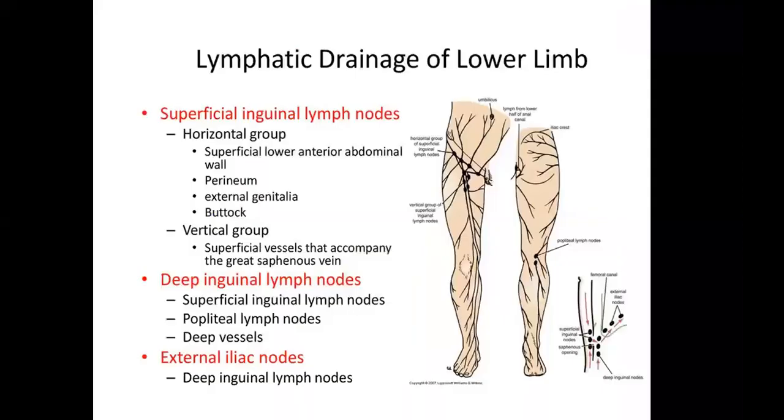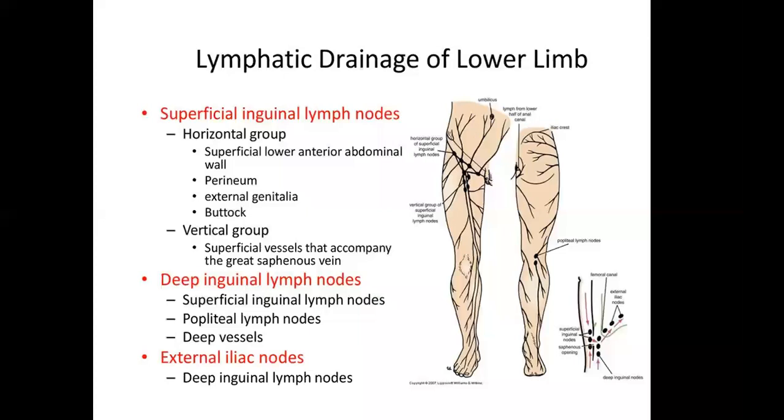So we have the lymphatic drainage of the lower limb. For that, we have the inguinal lymph nodes. The inguinal lymph nodes are of two types, that is superficial inguinal lymph nodes and deep inguinal lymph nodes. The superficial inguinal lymph nodes are further divided into the horizontal group and the vertical group.